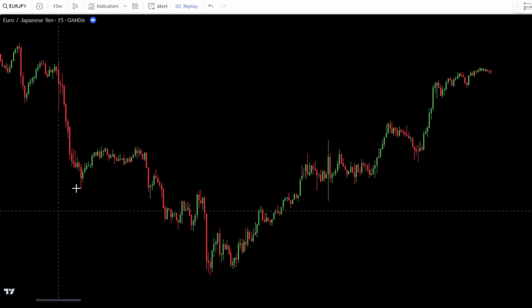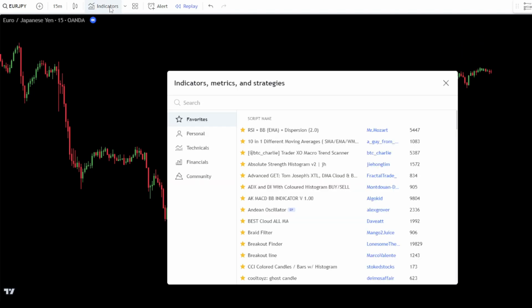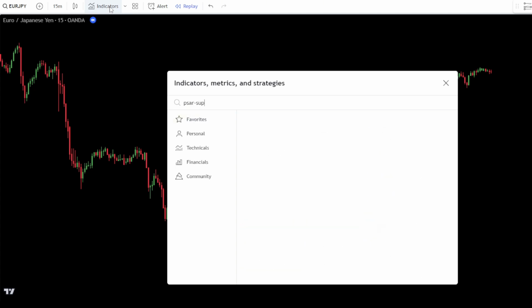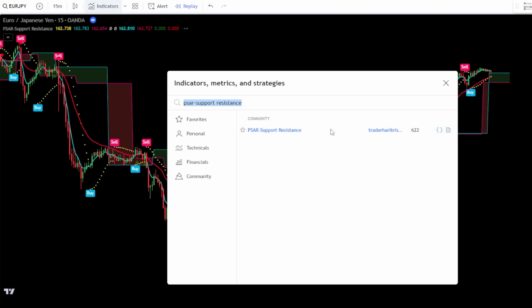Open your TradingView and go to the Search Indicator tab. In the Search Indicator tab, type PSAR support resistance. Then, select the PSAR support resistance indicator by trader Hari Krishna.